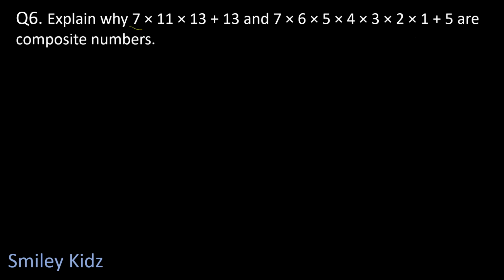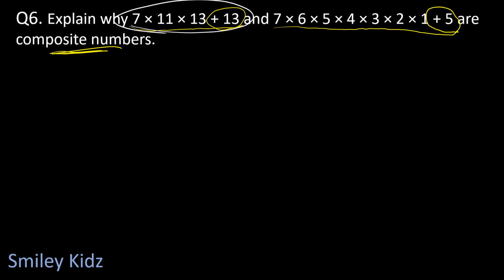Explain why 7 times 11 times 13 plus 13 and 7 times 6 times 5 times 4 times 3 times 2 times 1 plus 5 are composite numbers. Now before we proceed with the question, what are composite numbers? Any number which can be expressed as a product of its primes is termed a composite number.